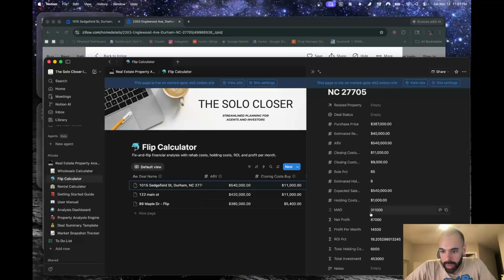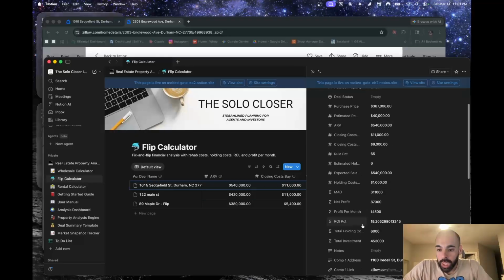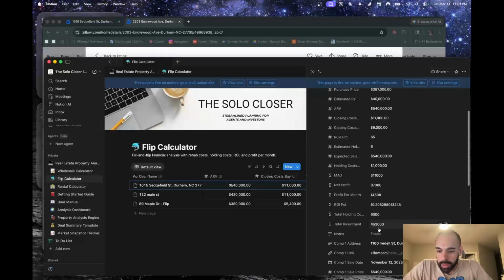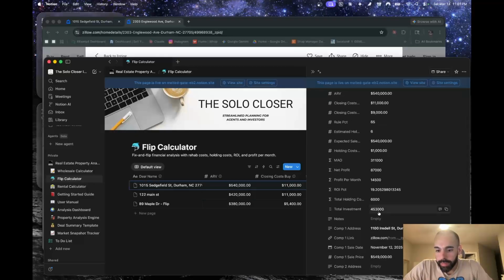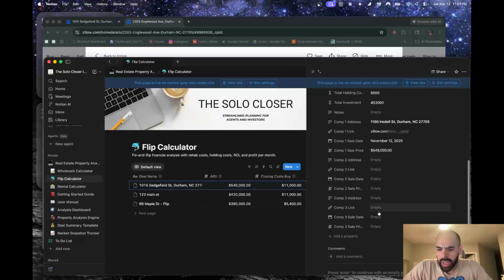MAO. Let's keep looking, but for now we still have the MAO at 311,000. Net profit would be 87 grand if we can buy it at 311 and sell it at 540. Profit per month is irrelevant. Total investment 45,000. Maybe you can get a second lien on that. Let's keep looking for comps though. Still not feeling great.